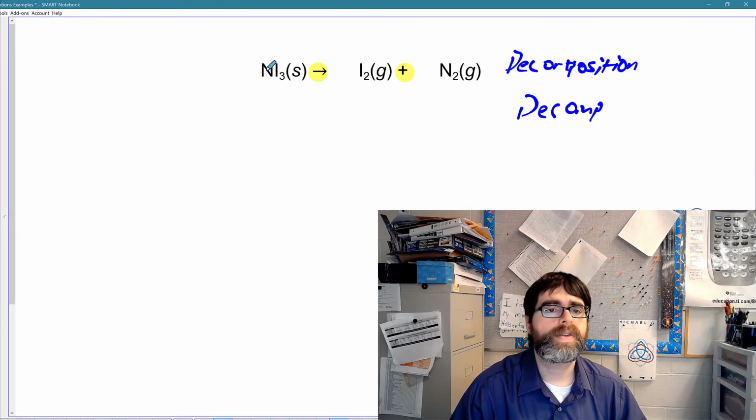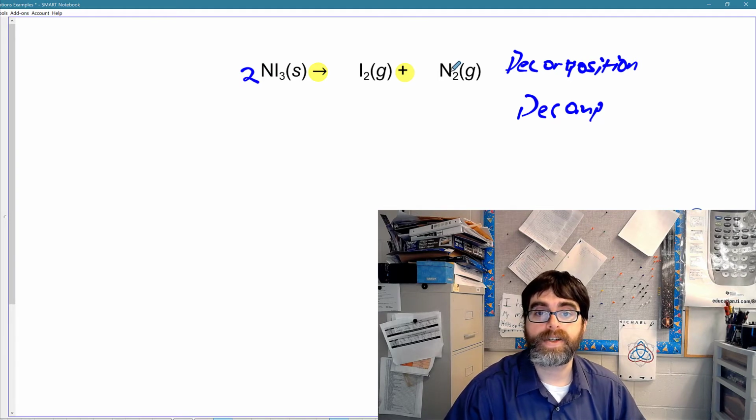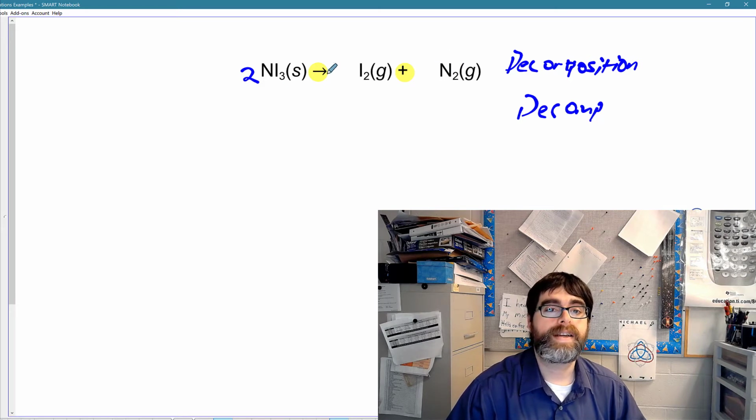From there, again, we need to balance. So I have 1 nitrogen here and 2 over here. So I'm going to need to end up multiplying this by a 2 here. And now that gives me 2 nitrogens on the reactants and 2 nitrogens on the products. And now I've really thrown off my iodines. I have 2 times 3, that's 6 iodines over here. So I need 6 over here. And you end up with a 3 coefficient there.